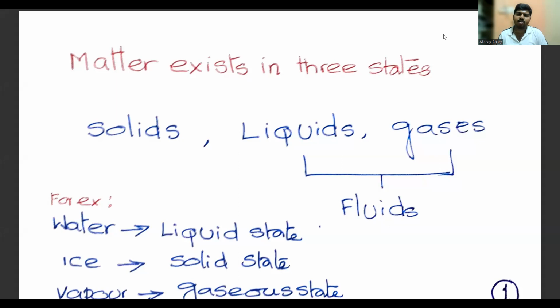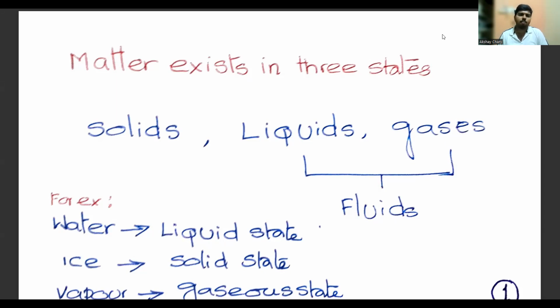Today I am going to explain a brief introduction about fluid mechanics from Unit 1. So, fluid mechanics, we deal with the liquids and gases, right? So, let's talk about the matter first. What is a matter? Matter exists in three states, that is solids, liquids, gases. In this, solid is one part and liquids and gases are another part. Liquids and gases are called fluids and solids are called solids.